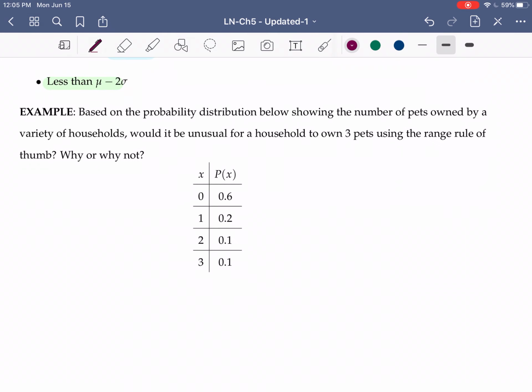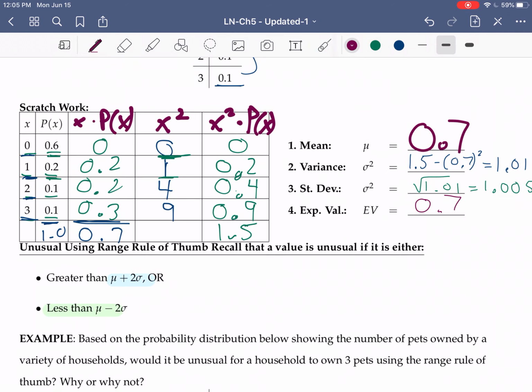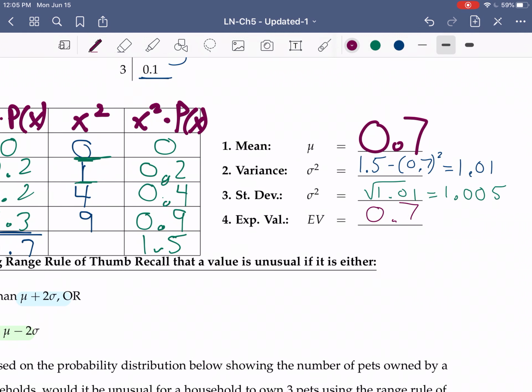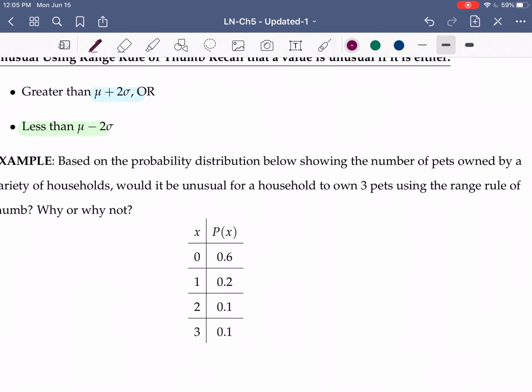This is the same probability distribution that we had in our last example, so let's go back up there. We calculated the mean to be 0.7. We calculated the standard deviation to be the square root of 1.01, which is 1.005. So we're just going to take the mean plus 2 times the standard deviation, which is 0.7 plus 2 times 1.005.